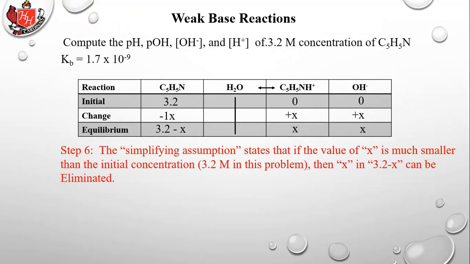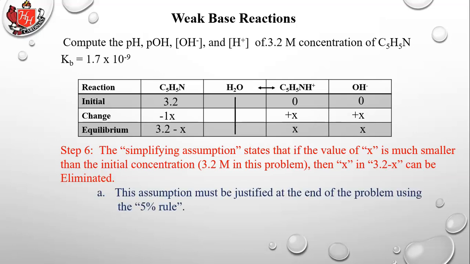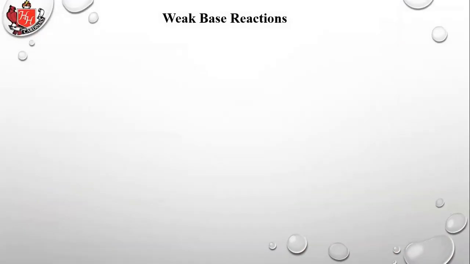The simplifying assumption states that if the value of x is much smaller than the initial concentration, 3.2 molar in this problem, then the x in 3.2 minus x can be eliminated. The assumption must be justified at the end of the problem using the 5% rule. Honestly, I don't do that on these lecture problems, but we'll do it in some of the problem set problems. So there it is, the same equation. And there goes that x on the bottom, so it's just 3.2, and the x times x becomes x squared. Now it's a pretty simple algebra problem.